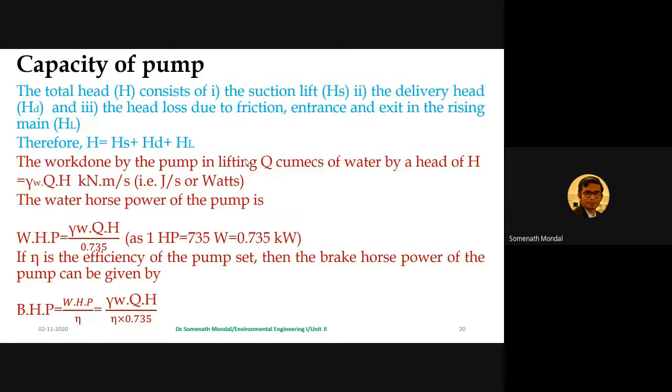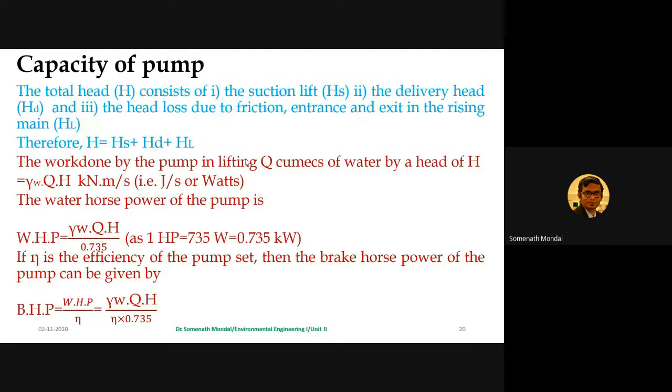And if you see here, gamma W, all of you know, that is the unit weight of water. Q is the discharge in meter cube per second, the discharge which has to be pumped. And now if we talk about the water horsepower, that is basically gamma W Q H by 0.735, since 1 horsepower equals 735 watt equals 0.735 kilowatt. So that is why we are basically dividing by 0.735.